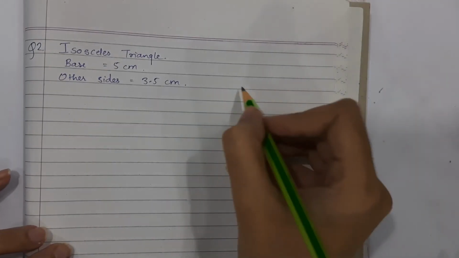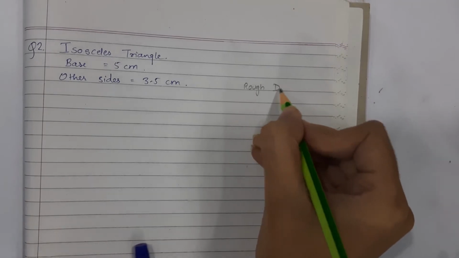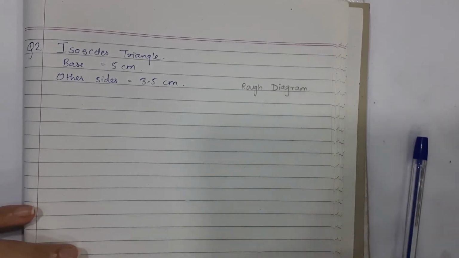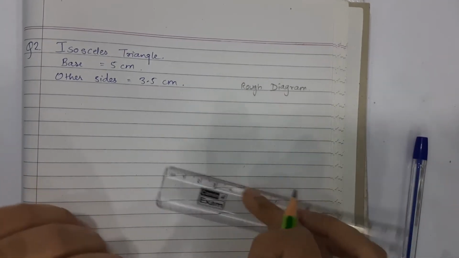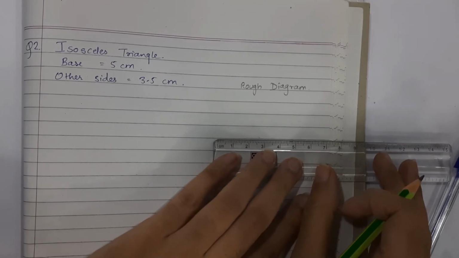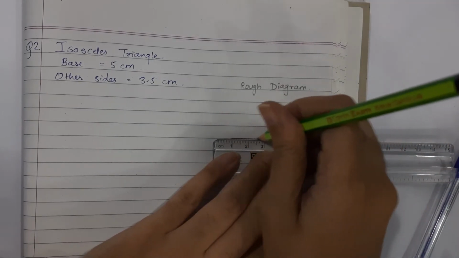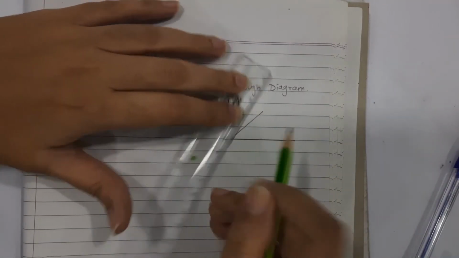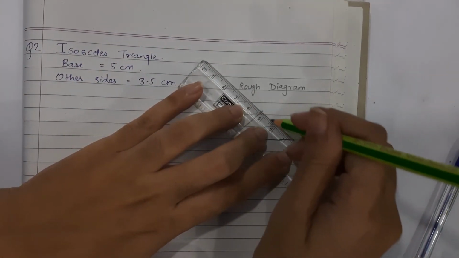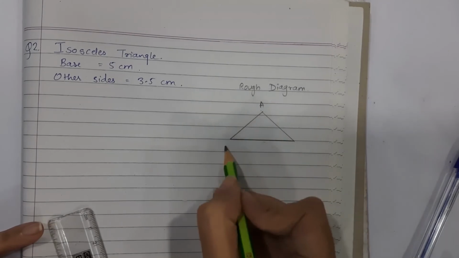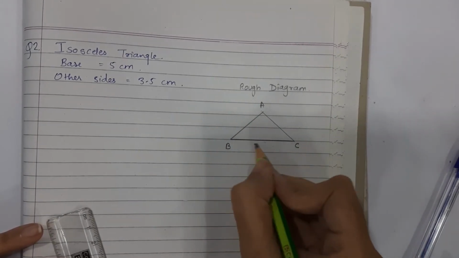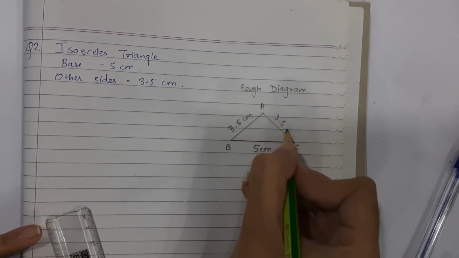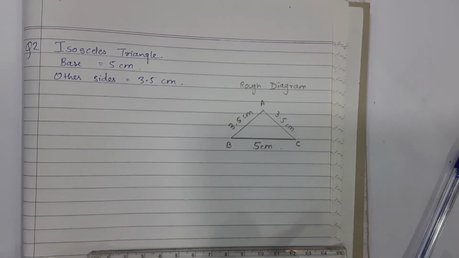Now the next question is: draw an isosceles triangle with base 5 centimeters and the other sides 3.5 centimeters each. Isosceles triangle means two sides measure the same and one side is different. So that is why the measures of all the sides of the triangle are given in such a way. Base we have 5 centimeters and the other two sides we have 3.5 centimeters. So I am simply going to draw a rough diagram first, label all the vertices, base 5 and other two sides 3.5 centimeters. Once it is done, we will begin with our construction.